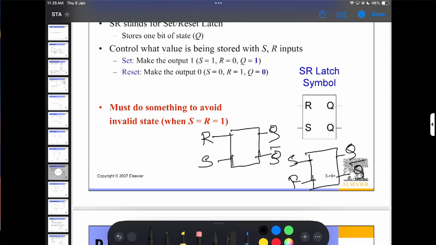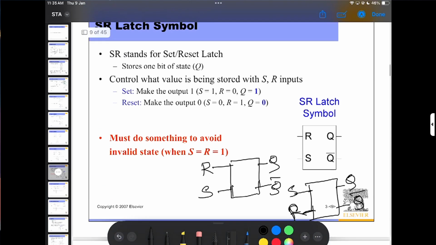You can write the SR latch symbol like this, and you must do something to avoid invalid states in the SR latch. I already told that when S and R both are 1, it's an invalid state. So we must do something to avoid it. So there we go for the next latch, like the JK latch that was invented.